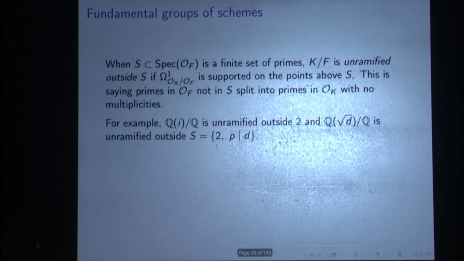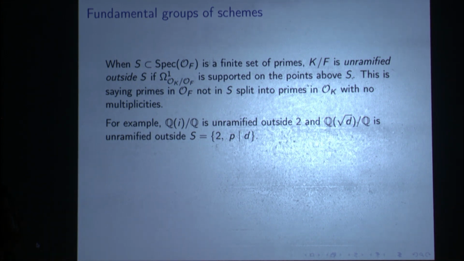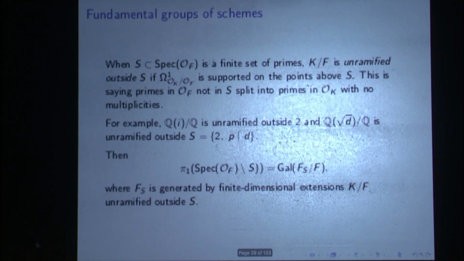So for example, if you look at this extension I mentioned, the 2 had multiplicity when you decomposed it inside the Gaussian integers, but if you remove 2, it's unramified actually. The 2 is the only one that has the property, so this extension is unramified outside 2. More generally, if you join the square root of d to the rationals, then you get an extension that's unramified outside 2 and all the primes dividing that d. So this is the flavor of what these unramified extensions are like.